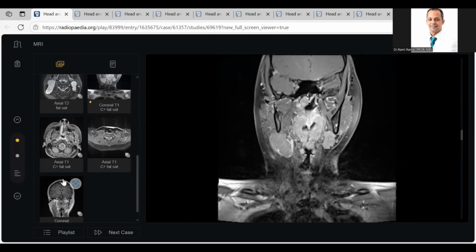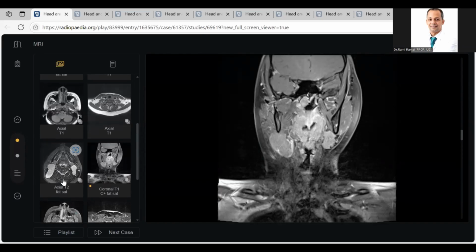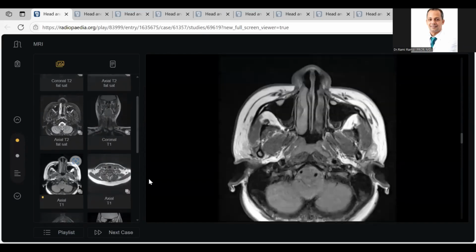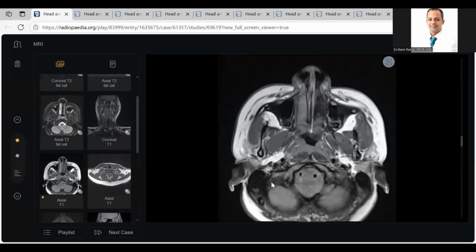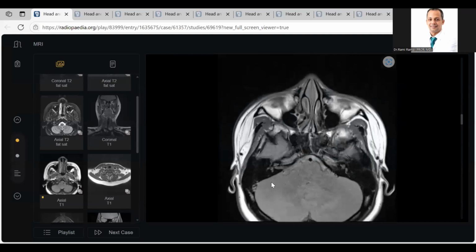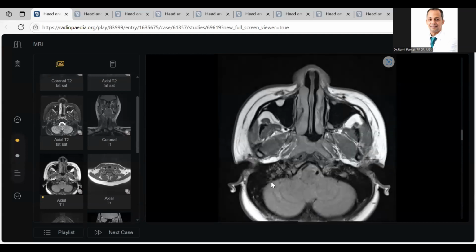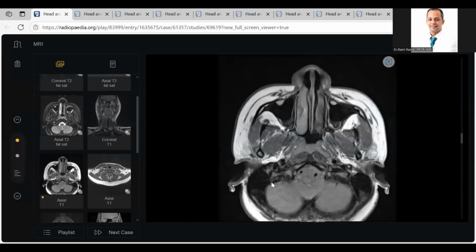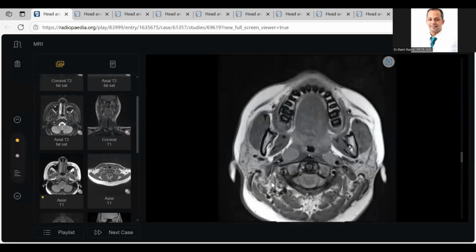But I would also compare with previous studies. Doctor, are you sure? Sir, these are benign looking lesions, and these are the differentials in my mind up till now.